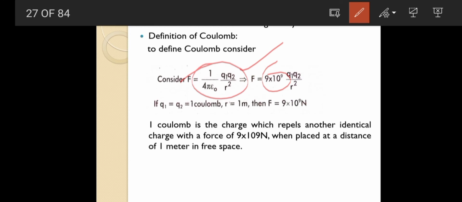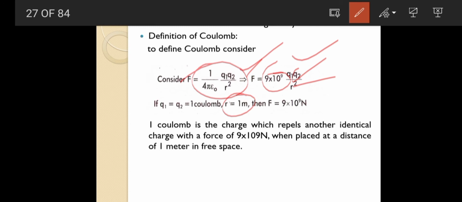Now in this equation, let us put Q1 equal to Q2, which is 1 coulomb, and R equal to 1 meter. If you put these two values in this equation, then force F is equal to 9 into 10 to the power 9, because Q1, Q2 and R all become 1. So F is equal to 9 into 10 to the power 9 Newton.